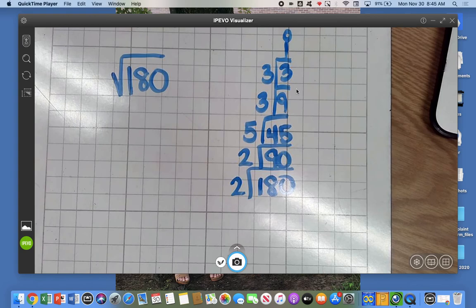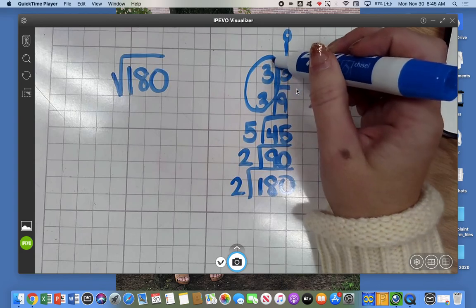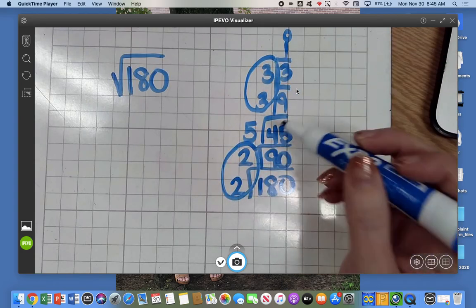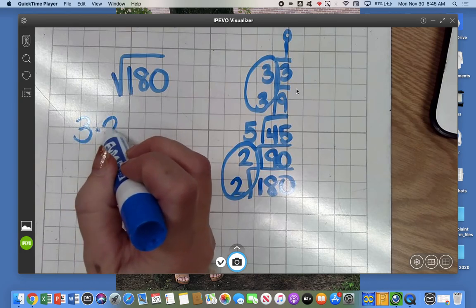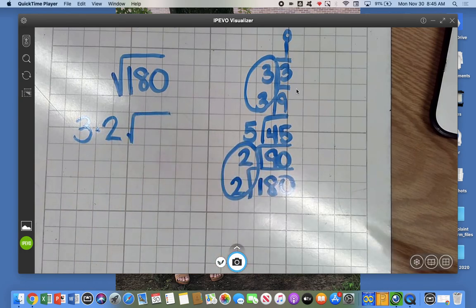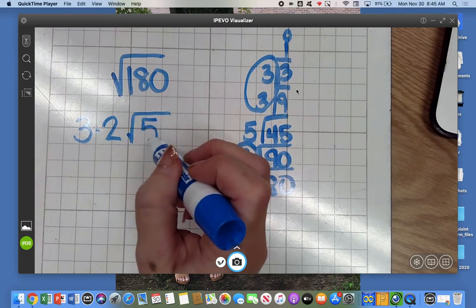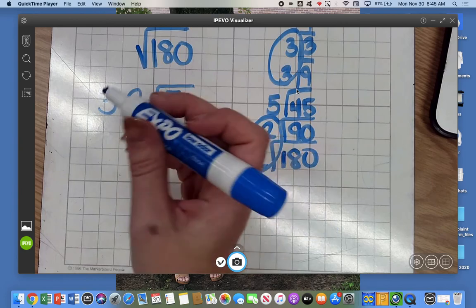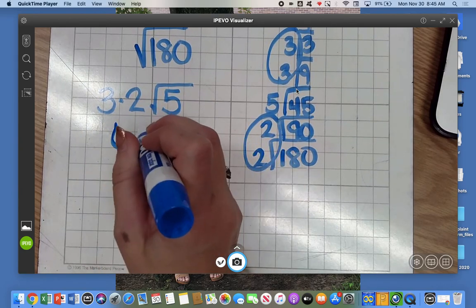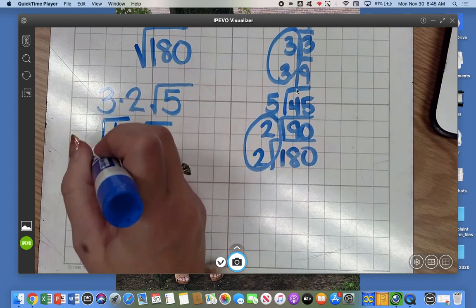All right, so on this one, do we have any pairs? Yeah. All right, let's circle them. We got a pair of 3s and a pair of 2s. So guess what? Multiply them. A 3 and a 2 go on the outside. Now, do we have anything left over? A 5. So then we just multiply those together. So the 3 times 2 becomes a 6. And then we have square root of 5.